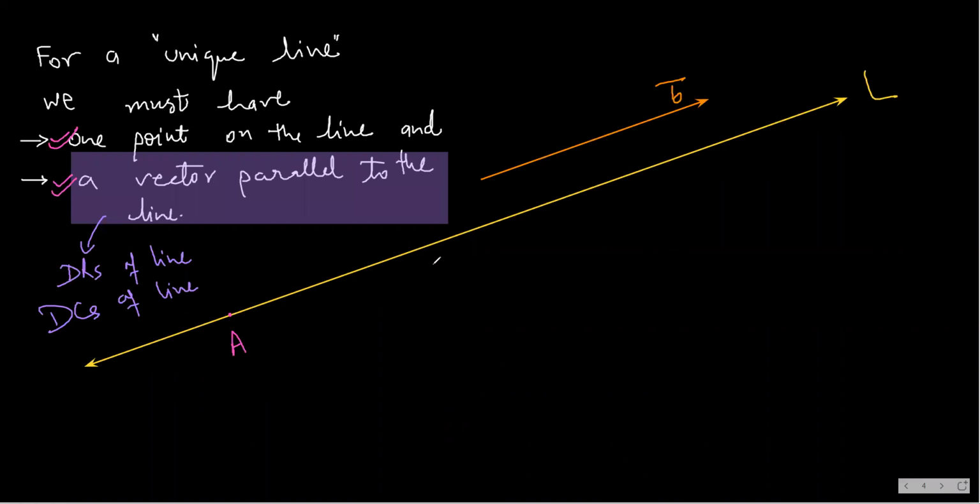If you remember, there was one more theory where we determined the line with the help of 2 points on the line. When you have 2 points on the line, we do not need a parallel vector, because 2 points once again give you the direction of the line. So remember, for a line, you need one point on the line and the vector parallel to the line.